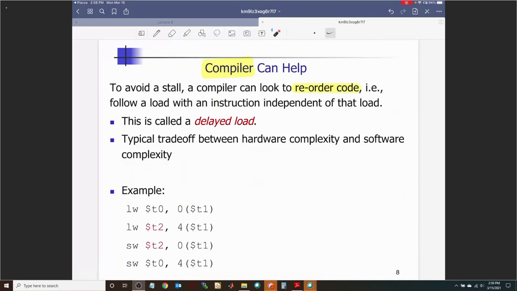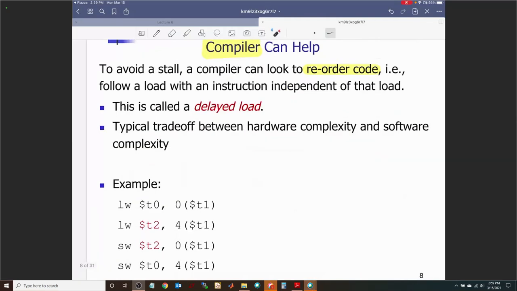But this particular case is called a delayed load, which means that until I have the load word ready, I'm not going to work on an instruction which requires that correct loaded word in the register. So that's what we call a delayed load.